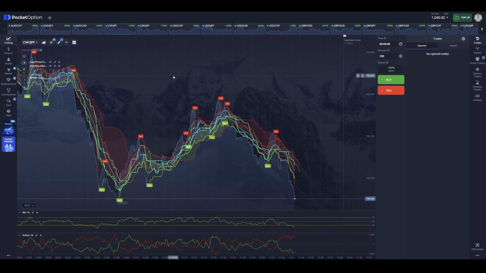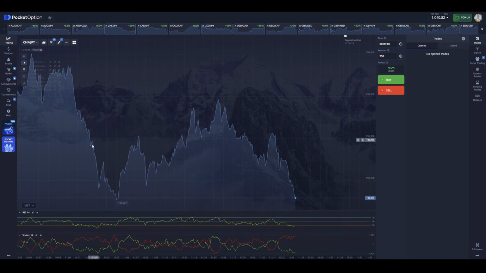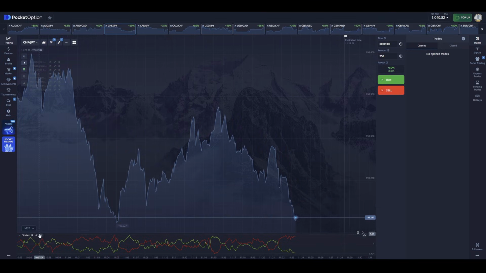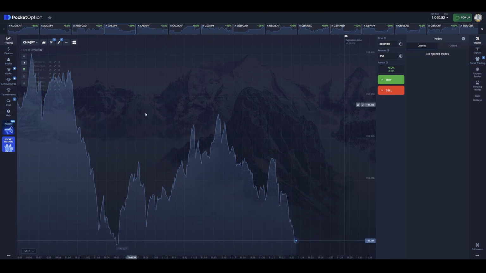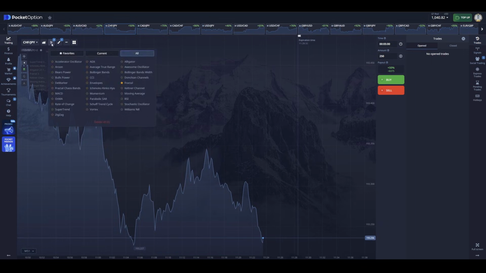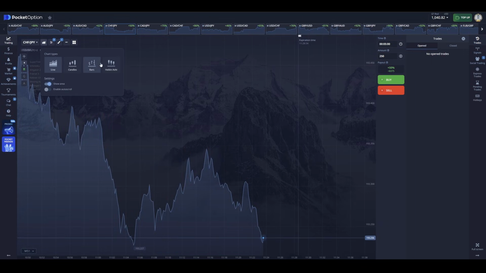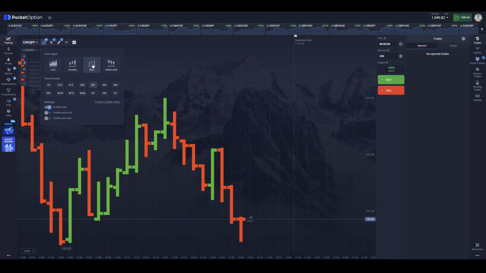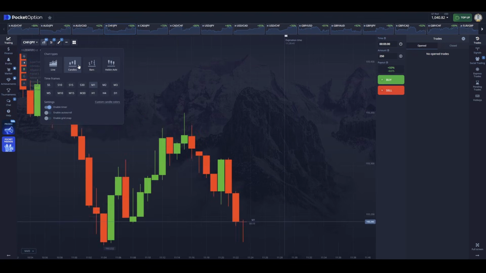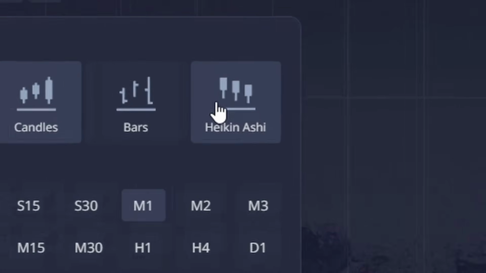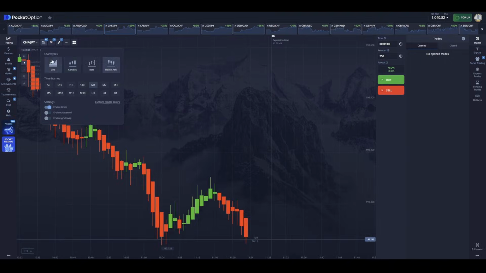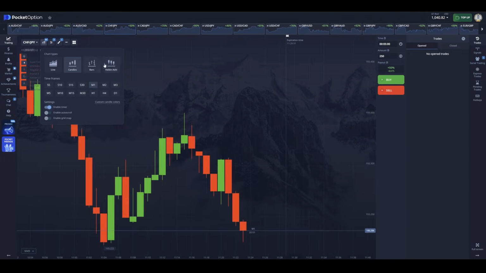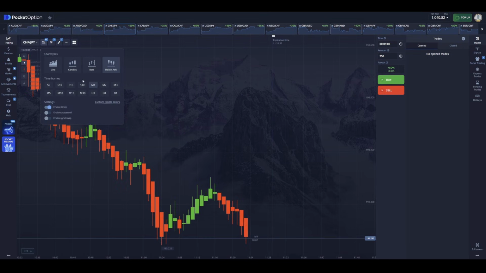First, let's start with the platform settings. The very first thing you need to do is tidy up your chart. A lot of beginners sometimes add way too many indicators, set an unclear chart type, like a line chart or bars, and as a result, they end up missing a lot of important information. To work effectively, we need to use either Japanese candlesticks or Heikin-ashi candles. Once we've decided on the candles, for example, right now I'm going to use Heikin-ashi.